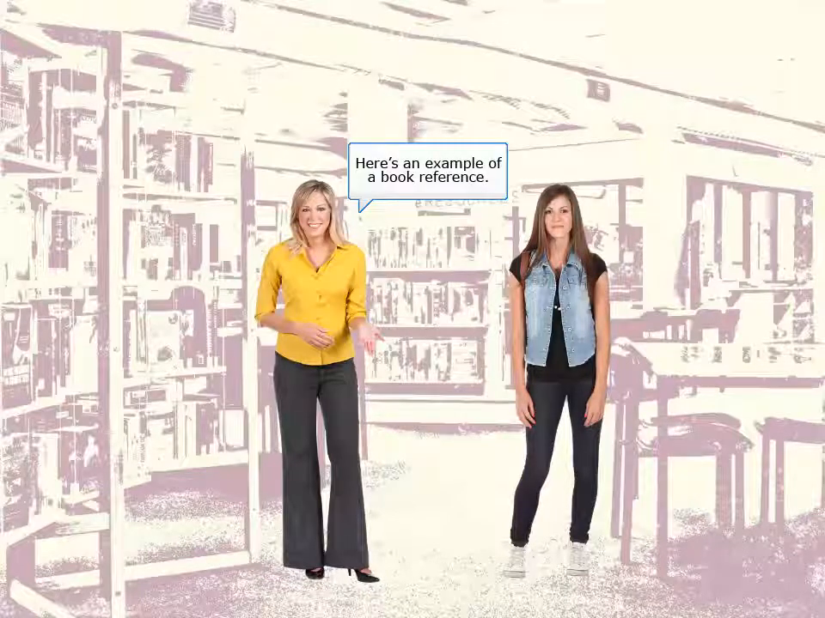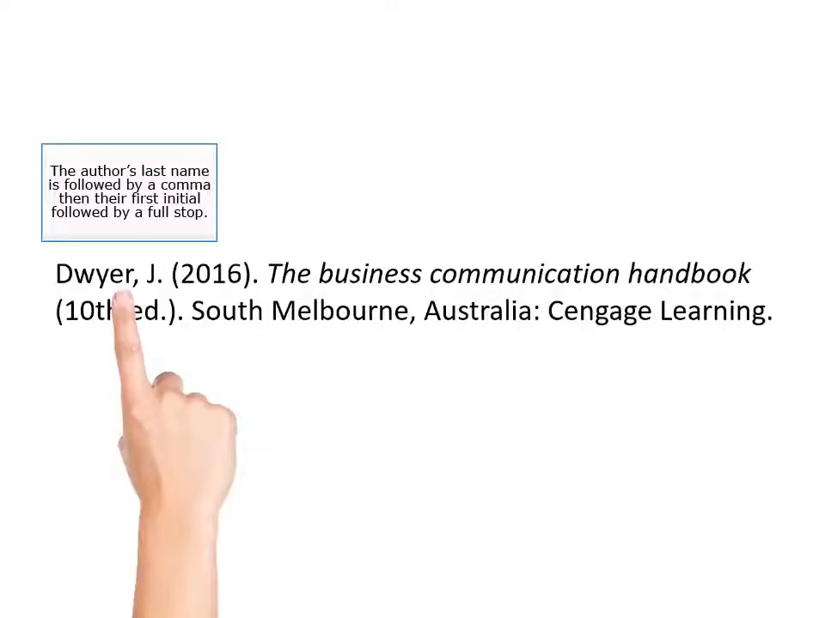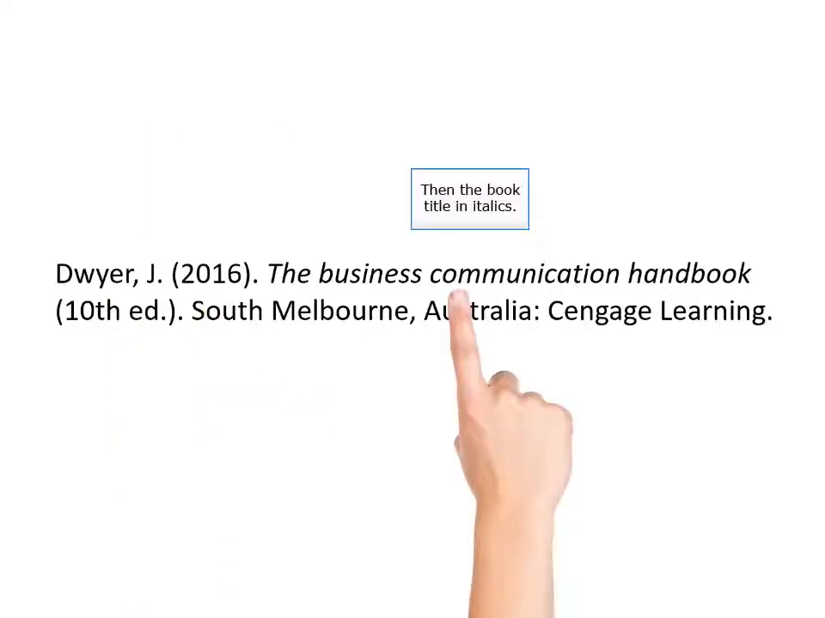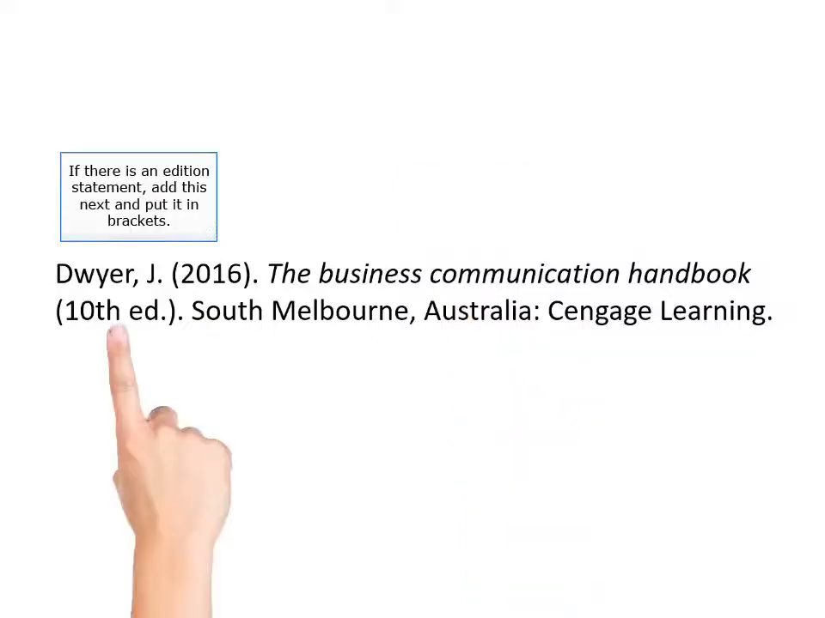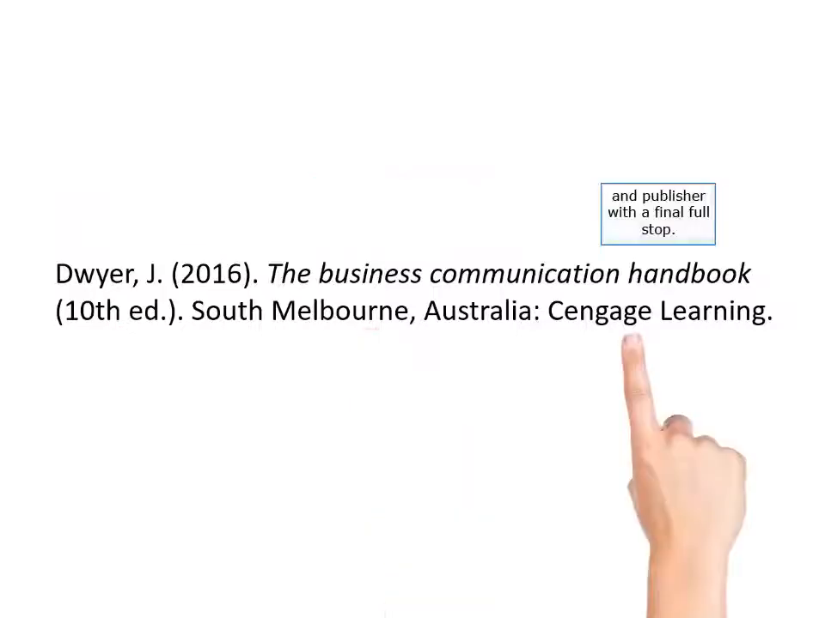Here's an example of a book reference. The author's last name is followed by a comma, then their first initial, followed by a full stop. Next is the year of publication in brackets, followed by a full stop. Then the book title in italics. If there is an edition statement, add this next and put it in brackets. Then the place of publication, a colon, and publisher with a final full stop.